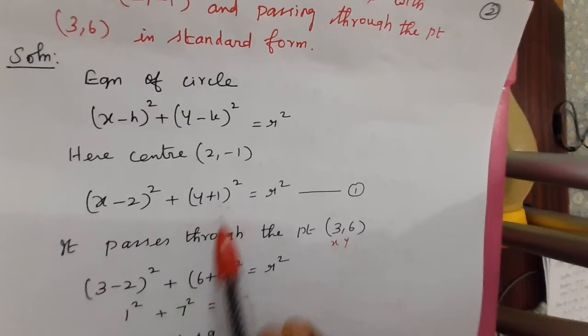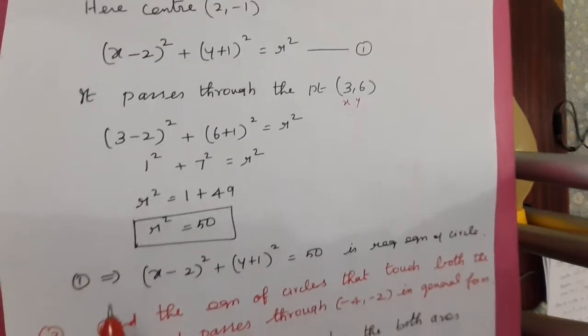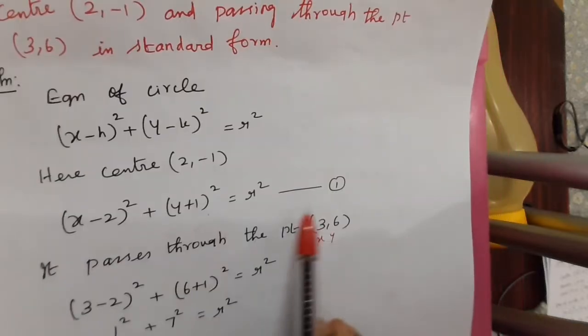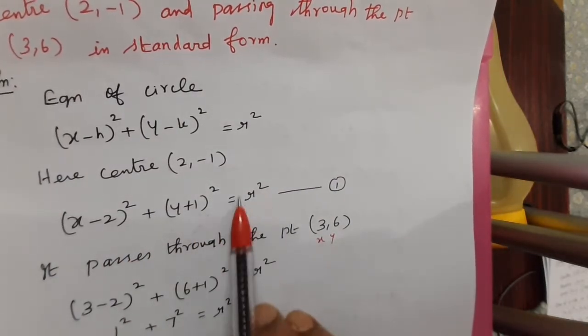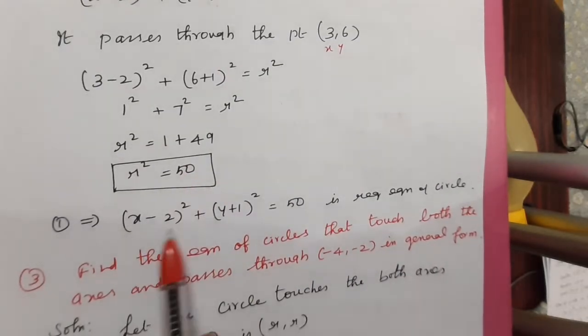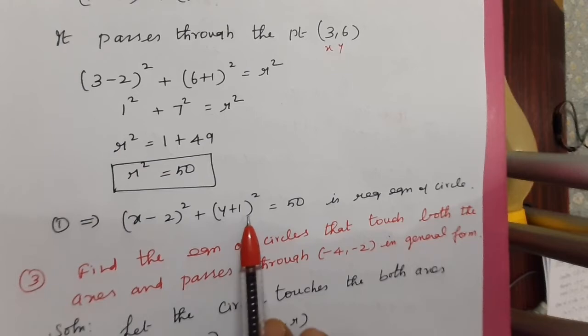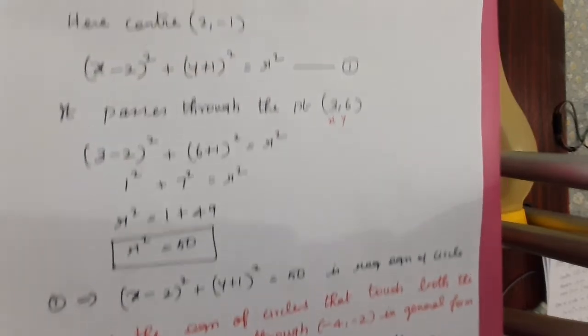So first, using the center and the point it passes through, we find the radius r. Afterwards we substitute the value into the equation of the circle. Therefore equation 1 gives (x − 2)² + (y + 1)² = r². Instead of r², we substitute the value 50. Therefore (x − 2)² + (y + 1)² = 50 is the required equation of the circle.